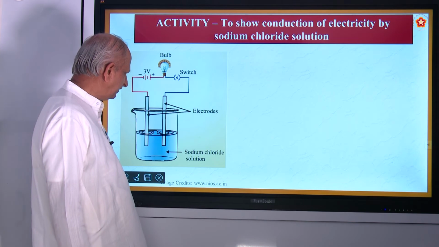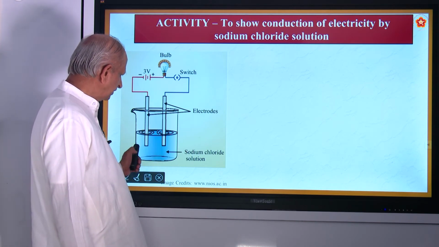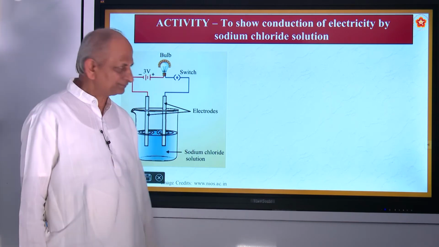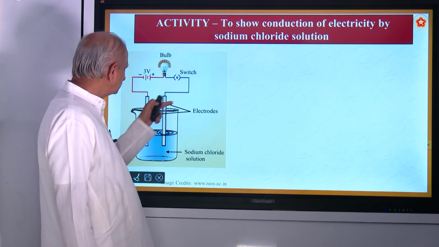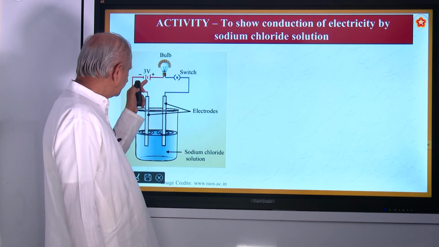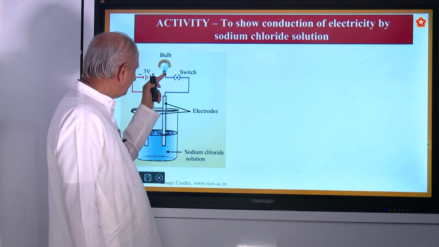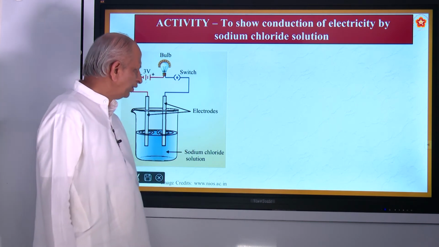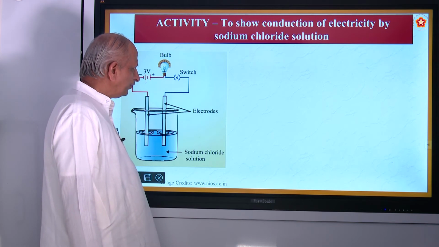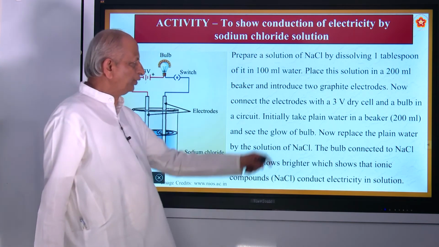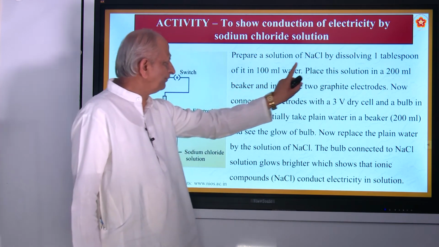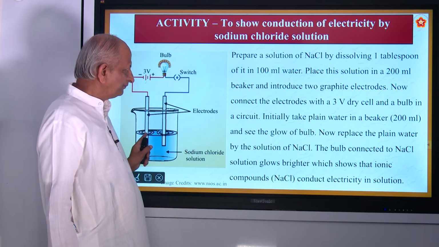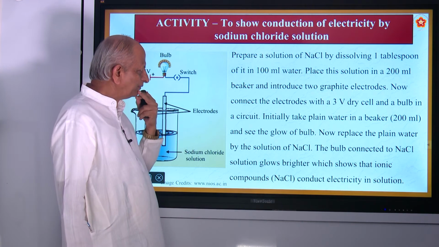Let us do one activity for that. Here is a beaker containing sodium chloride solution. These are called electrodes, usually made up of copper. And this is what is called a circuit. This is a battery, 3 volts. And this is a bulb and this is a switch. So this is the sodium chloride solution you must take. And you have to pass current. What do you find? So prepare a solution of sodium chloride by dissolving 1 tablespoon of salt in 100 ml water. So you must take 100 ml of water here. One tablespoon of salt you have to add.